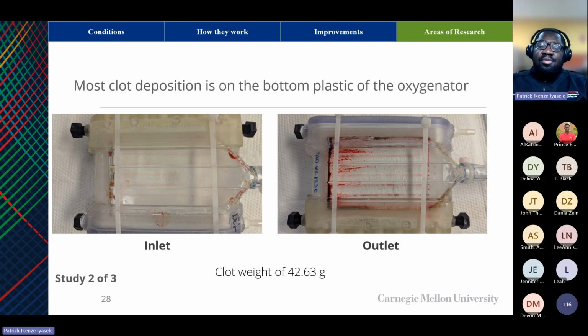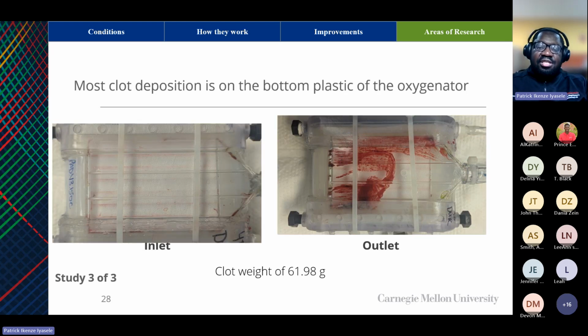We weigh the oxygenator before and after the study to measure the weight of clot formation in the device. The average clot weight for our device was 58.55 grams. Most of the clot formation is on the bottom plastic housing of the device and not actually within the fiber bundle. There's very minimal clot formation on the fiber bundle.